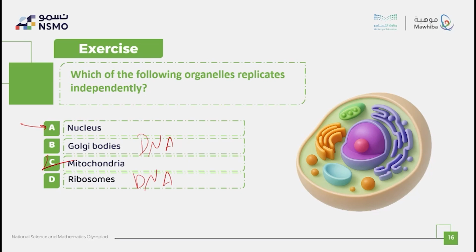Why is the mitochondrion the right answer? Because they contain their own DNA. And we can see it here in this image. We highlight the mitochondrion, and this is inside the animal cell. Okay, let's keep going, guys.